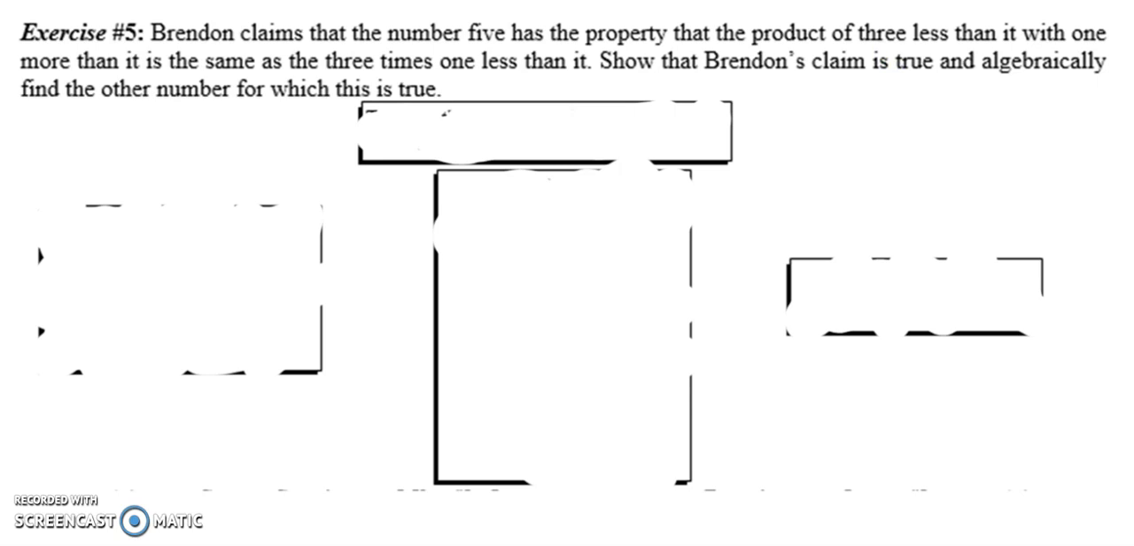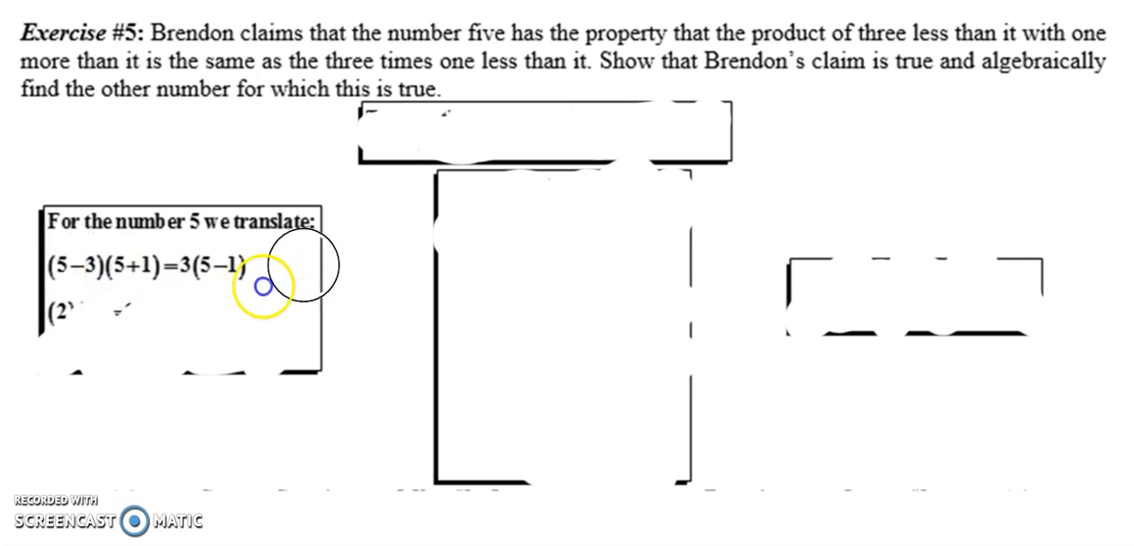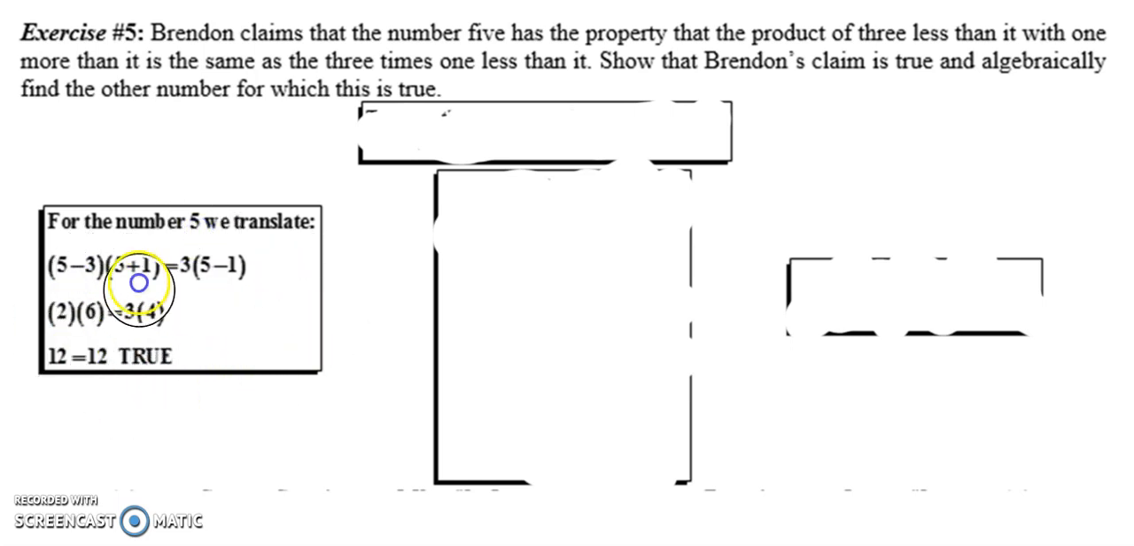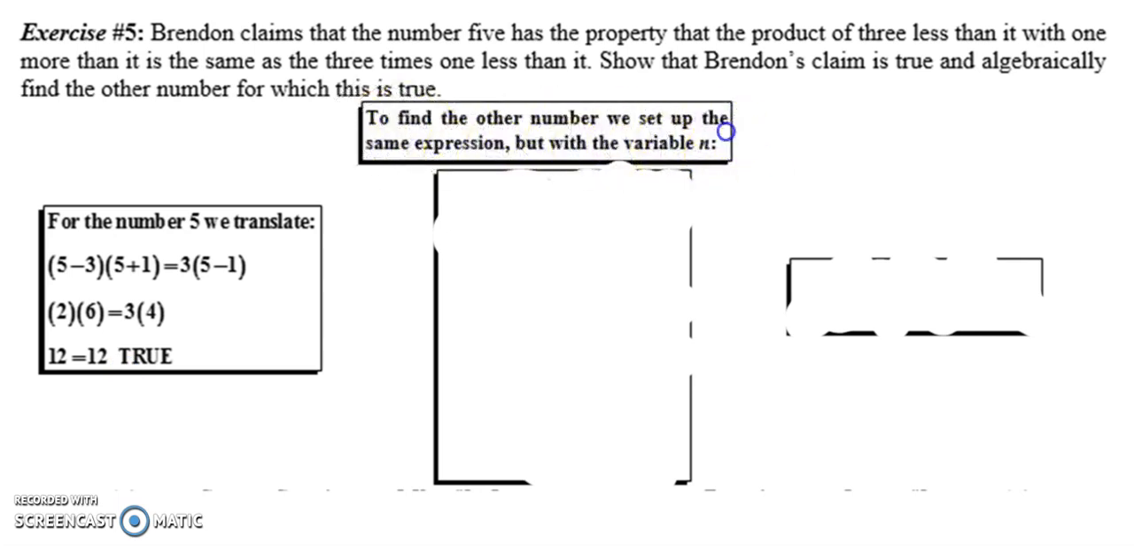All right, so he claims that the number 5 has a property of the product of 3 less than it with 1 more than it is the same as 3 times 1 less than it. So a lot of words. Hopefully you took your time in there. Let's look at some expressions we have here. So notice that we have the number 5, 3 less than it, 1 more than it is equal to 3 times 1 less than it. So we put some numbers out and did it true. And then here we go.